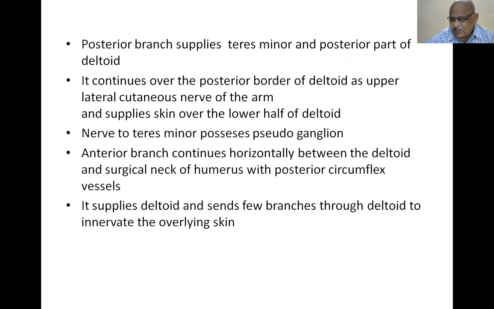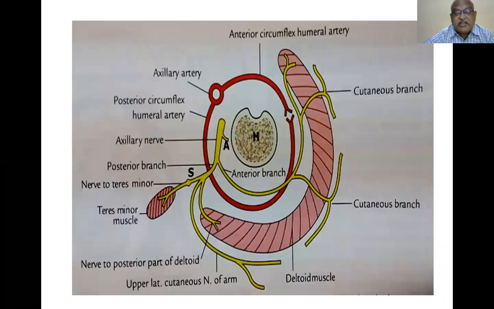It sends branches through the deltoid muscle that supplies the skin over the deltoid. This is the axillary nerve. This is the surgical neck of humerus. Now, this is the anterior branch, this is the posterior branch. Posterior circumflex humeral artery. This is the anterior circumflex humeral artery.